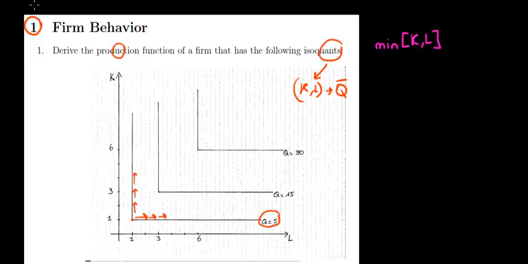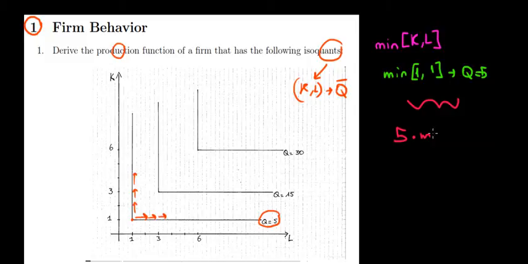So in our case, in the first example, when capital is 1 and labor is 1, the minimum between them is going to be 1, right? We choose just 1 out of them. But that gives us a production of 5 units. Quantity is equal to 5. What does it mean? It means that we produce 5 times more. So the actual function is 5 times the minimum between capital and labor.